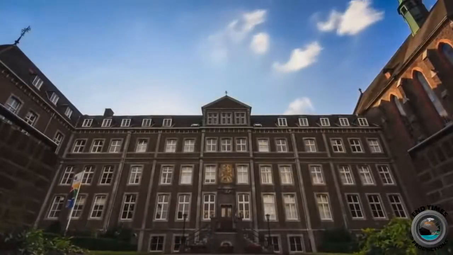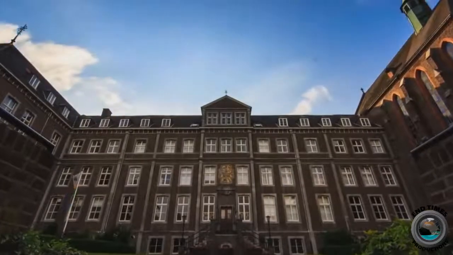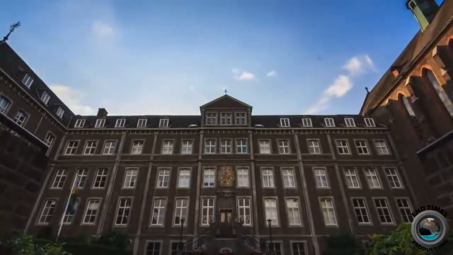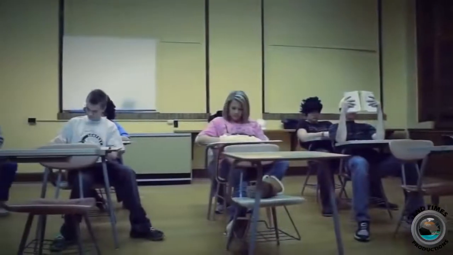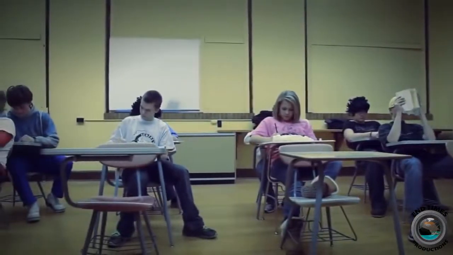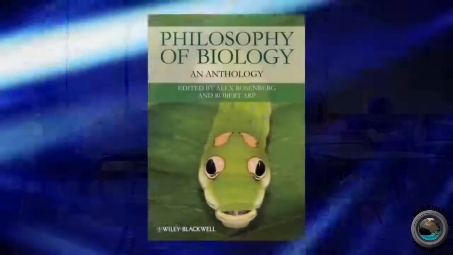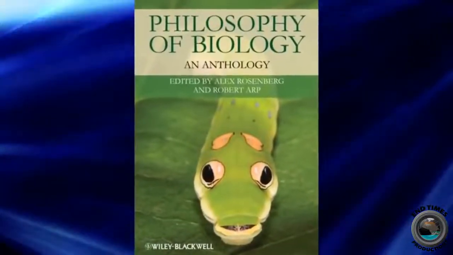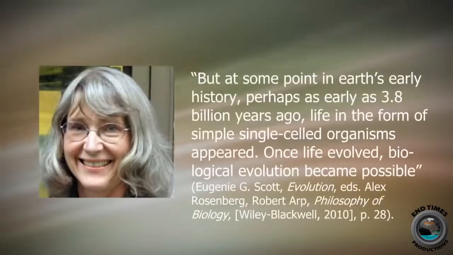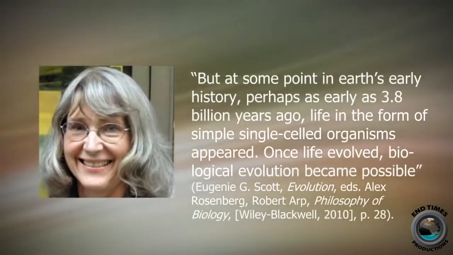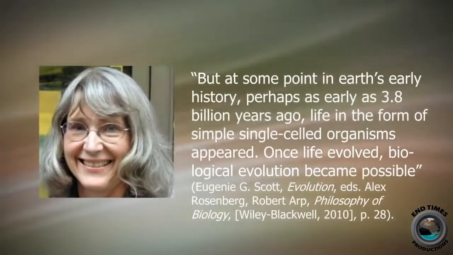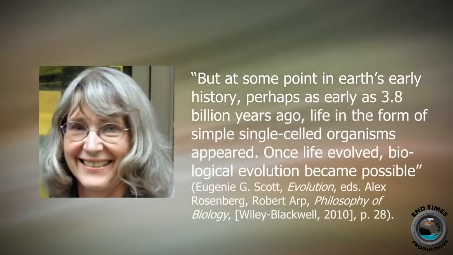Indeed, even though many high-level evolutionists admit they do not know if abiogenesis occurred, or if it even could, it is still nevertheless dishonestly taught as fact to the public. Many school textbooks and popular television programs do this. For example, in the 2010 book Philosophy of Biology, popular evolutionist writer Eugenie Scott matter-of-factly claimed, "But at some point in Earth's early history, perhaps as early as 3.8 billion years ago, life in the form of simple single-celled organisms appeared. Once life evolved, biological evolution became possible."